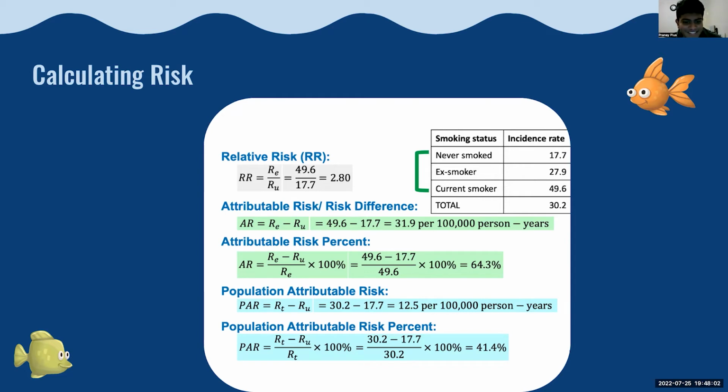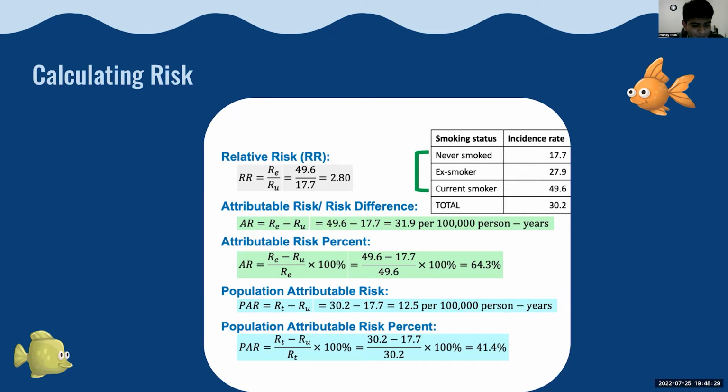And then ex-smoker is 27.9, and current smoker is 49.6. Okay, so how do we find the relative risk? We divide the risk of exposed, which is a current smoker, over the risk of unexposed, and you get a relative risk of 2.8. Okay, so that means it's 2.8 times more likely for you to get cancer if you currently smoke, basically, is what it's telling you.